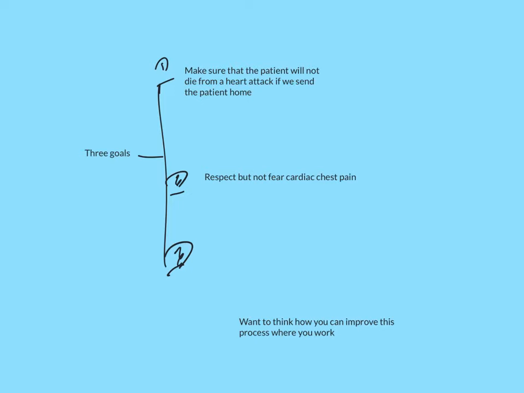And the third goal that we should have is, I'd like you to think about how you can improve this process where you work. This is just a broad overview, but keep in mind that while the concepts and the principles are the same, there's always ways to improve patient care in the very specific environment in which you work. So how are we going to accomplish these 3 goals? Well, we're going to use 3 methods.